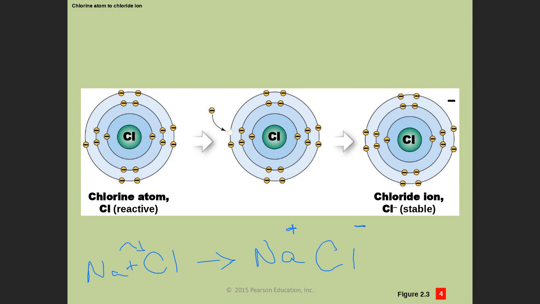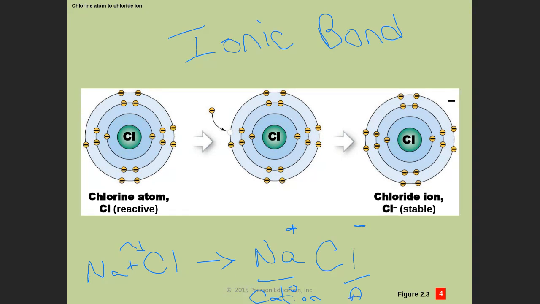gains an electron. So sodium and chlorine love to bond, forming what is called an ionic bond, because one becomes positively charged and the other negatively charged. The positively charged atom is known as a cation. The negatively charged atom becomes known as an anion. Okay, and this is an ionic bond.